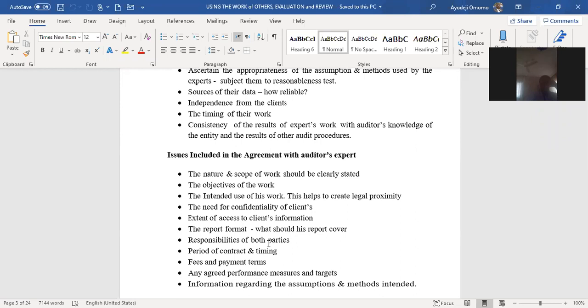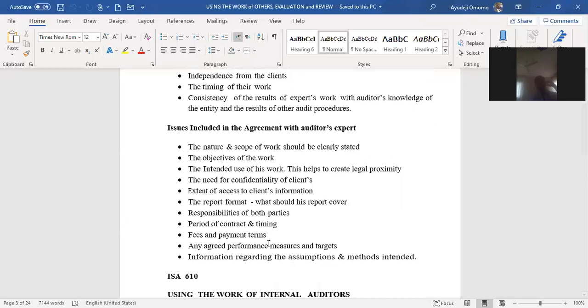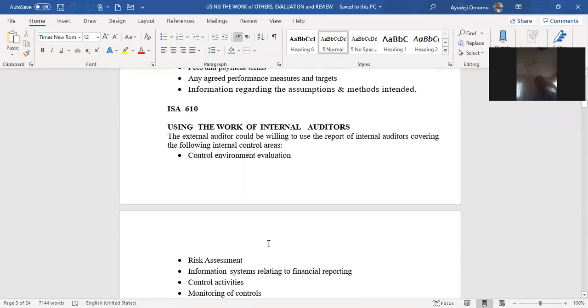Agreements with that expert are just like the engagement letter. All those things you find inside the engagement letter, you will still find in an agreement with the expert: the scope and nature, the objective, the fees, the extent of the client's information, confidentiality, the responsibilities of all parties, and the period and timing. If there's a target performance measure, you can also include all that inside your engagement letter. That is to reduce the possibility of running into problems or disagreement with the expert.